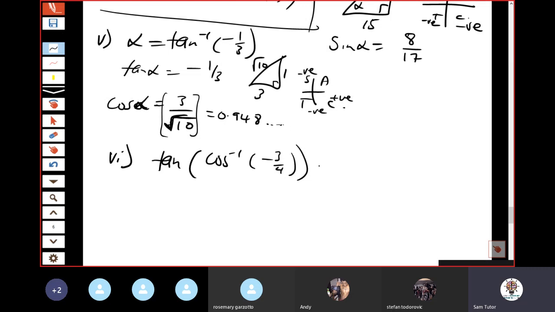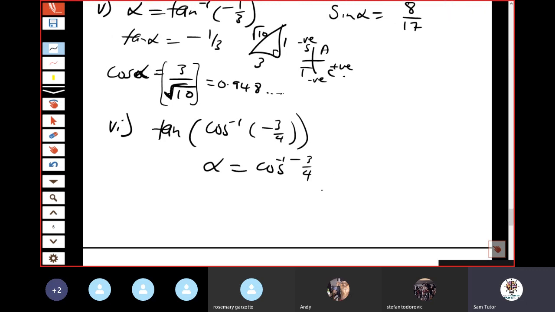Let's have a look at how this one works out. All right. So alpha equals inverse cos negative 3/4. Then we're going to cos both sides. So we get cos alpha equals negative 3/4. We're looking for, again, tan alpha. Okay, this time, be careful.